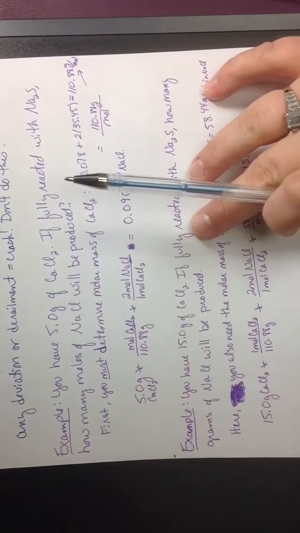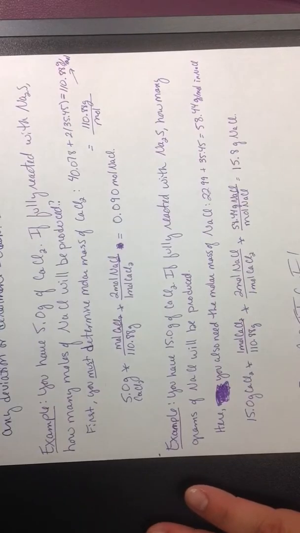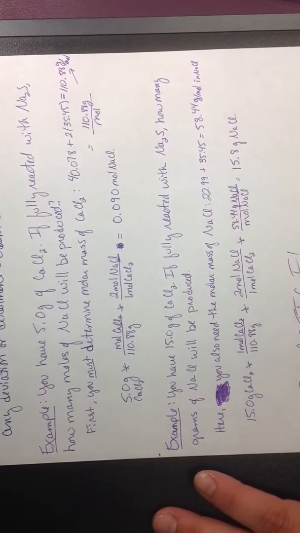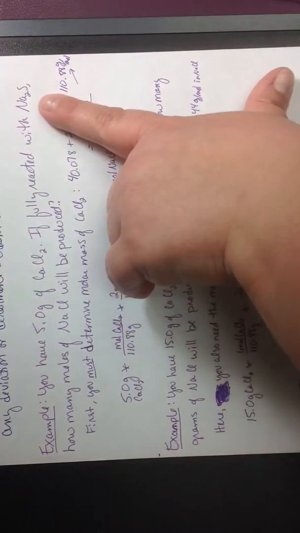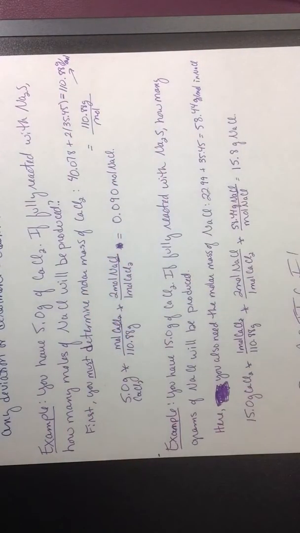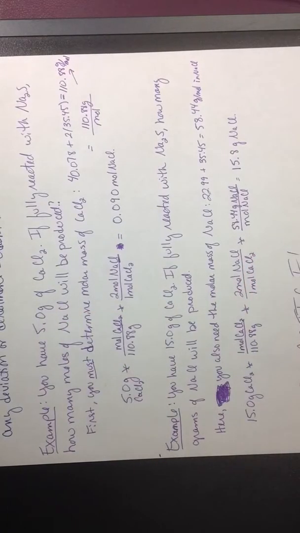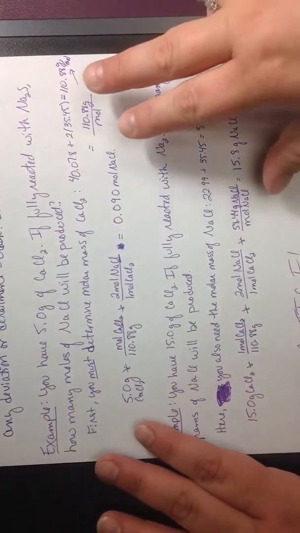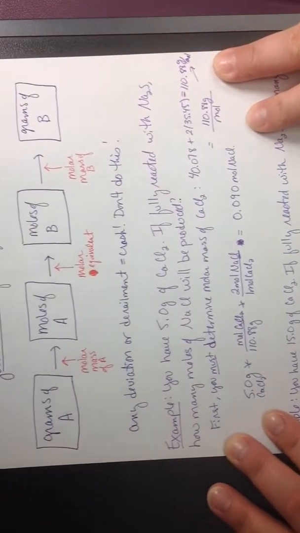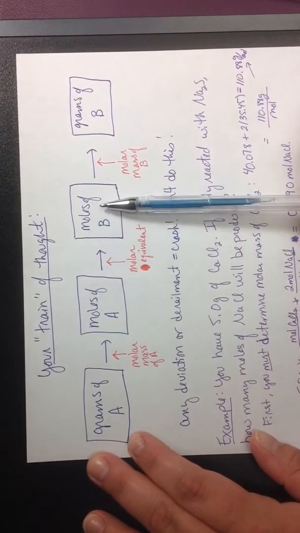So as the first example, say that you have 5 grams of CaCl2. If you fully react that with Na2S, how many moles of NaCl will be produced? In other words, this is mentioned to say, hey, you've got plenty of that stuff. Don't worry about it. Figure out how much you would have from this. So first we have to figure out the molar mass of CaCl2. So let me go back and show you. You're starting here, and you're going to get off here.